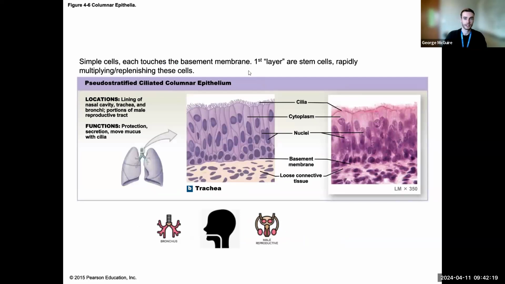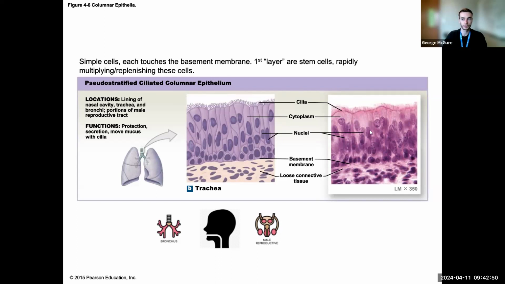And then we have pseudo-stratified ciliated columnar epithelia. So another of our weird epithelia cell types that doesn't necessarily align with our naming classification system. Pseudo is a prefix meaning fake. So pseudo-stratified columnar epithelia will be columnar in shape, meaning they're long, and they look stratified under a microscope. We have an example of that here.